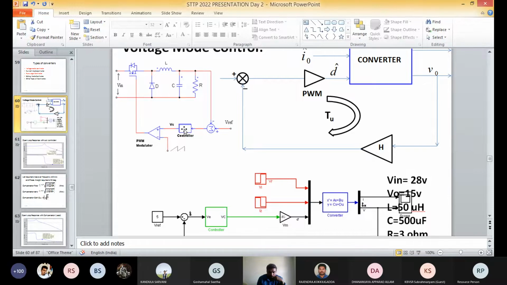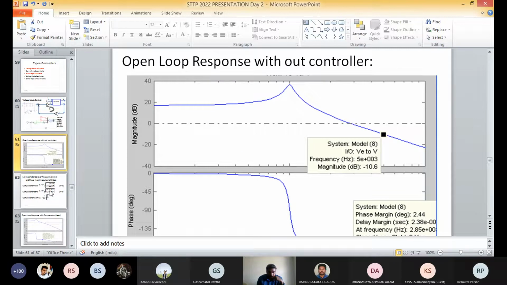Here in the controller, by taking KP and KI and an integrator, you can simply design the PI controller, or by taking the derivative also you can derive the PID controller, but it is a trial and error approach. But this other one is more accurate than the trial and error approach.